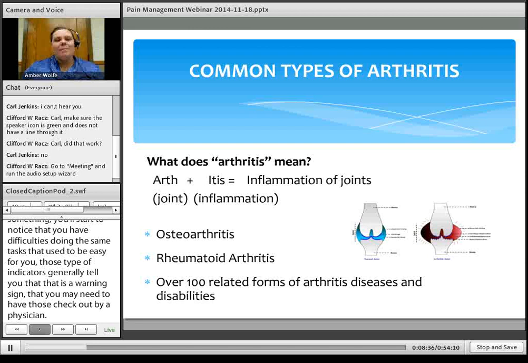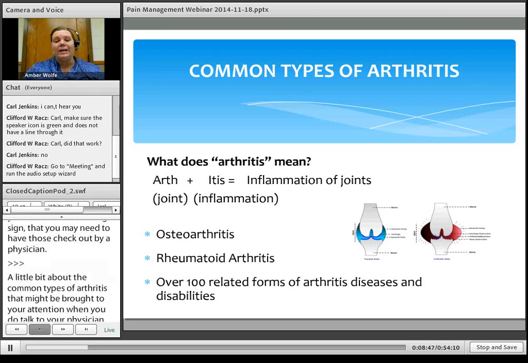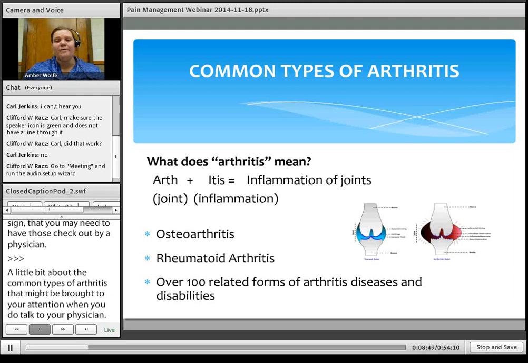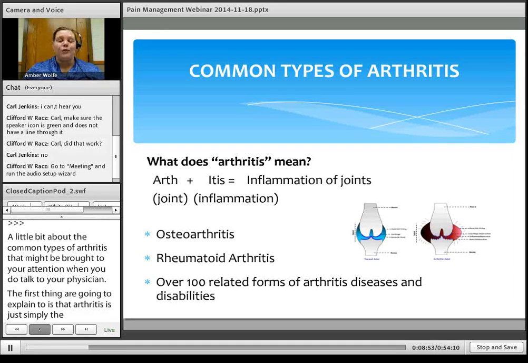A little bit about the common types of arthritis that might be brought to your attention when you talk to your physician. The first thing they're going to explain to you is that arthritis is very simply the inflammation of a joint, and that can be any joint in your body. At times, some people will have just one joint that might be injured or stressed or strained, and there are other forms of arthritis that might affect several joints in the body at once.